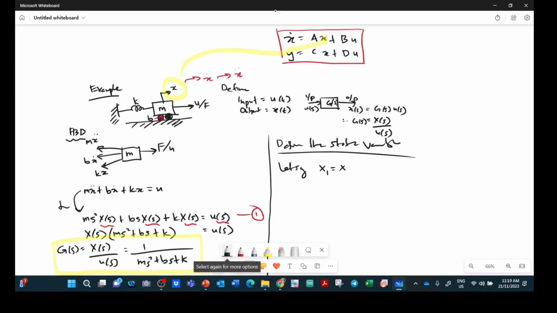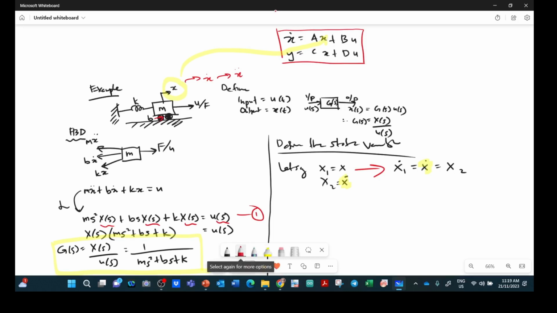Okay, so then therefore we can actually denote x as x1. x1, we want to take out x1 as x and x2 as x dot. Okay, so from this, we can get x1 dot equal to x dot, right? Which is equivalent to x2. x dot is x dot here.